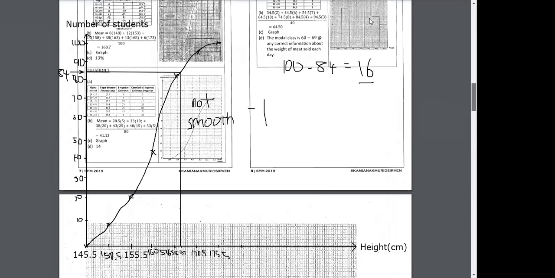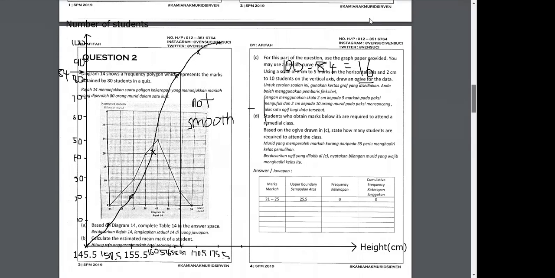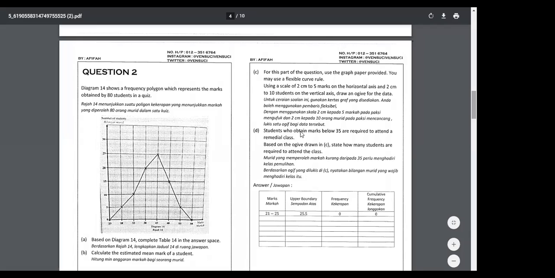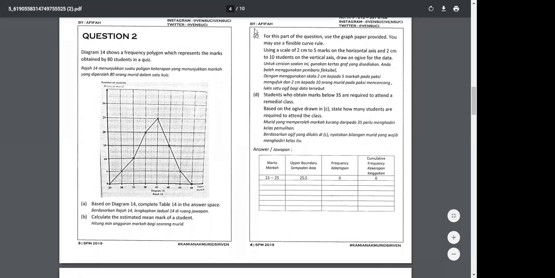Due to the time, we just discuss only the question. If you don't know, you just refer to the answer they give. But if you really don't know, you can ask a question in the group. So we move on to the second question.